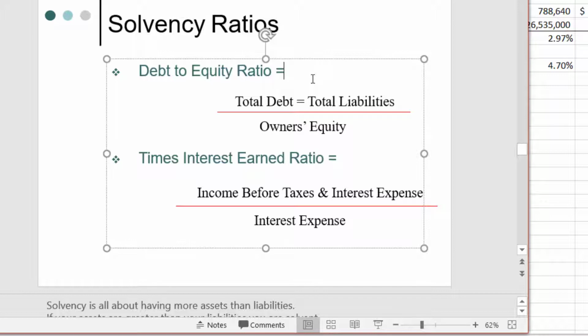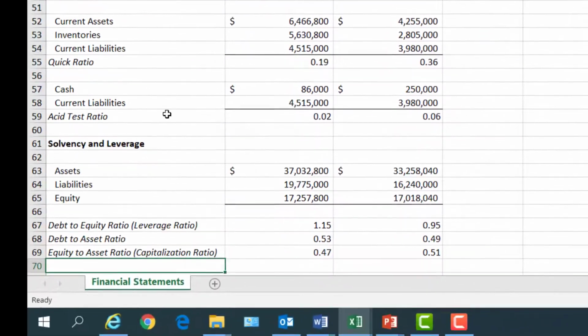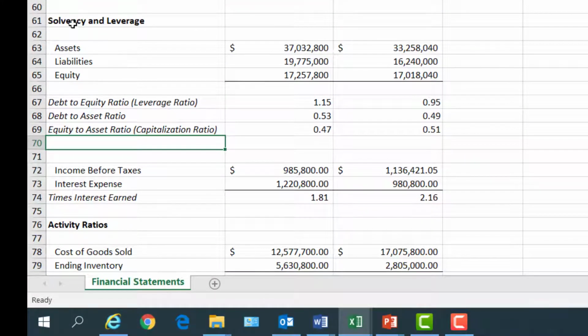We're also going to look at a thing called the times interest earned ratio. This is the income before taxes plus our interest expense, divided by the interest expense. It's a way of quantifying how much of our profit is being burned up paying interest on our debt. Let's head over to the spreadsheet where I've created a little bitty worksheet so we can talk about solvency.